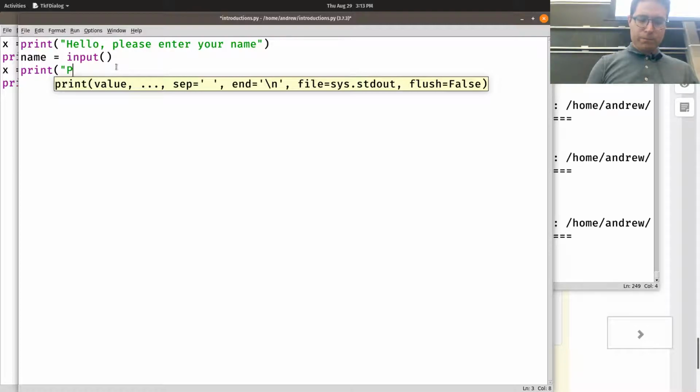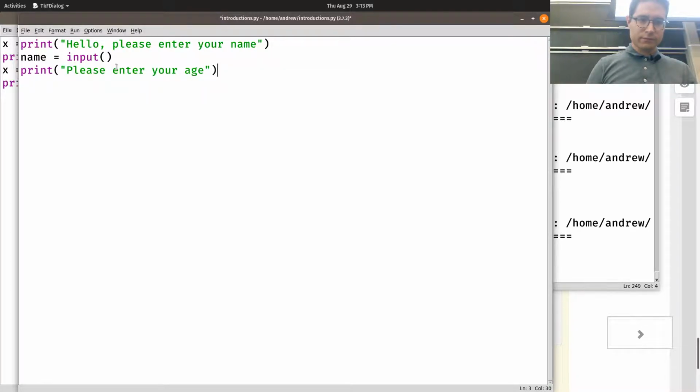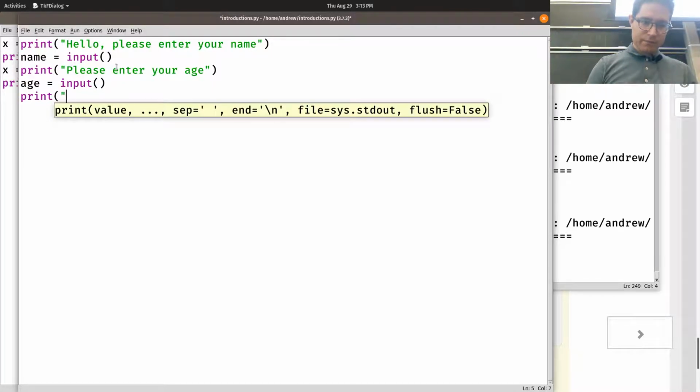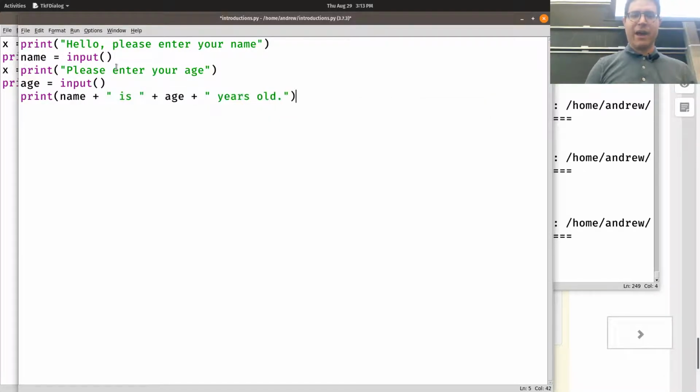And then let's go ahead. Please enter your age. Age is equal to input. Print name plus is plus age plus years old. And notice that I've got random spaces spattered in there.